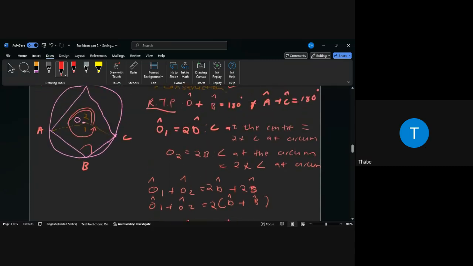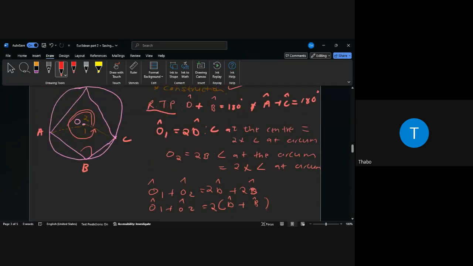So now let's check. We just proved the first part. We haven't proved that A plus C is 180. But the sum of angles in any quadrilateral, guys, any four-sided figure, whether it's a square or a rectangle, as long as it has four vertices, how much is it? 360.